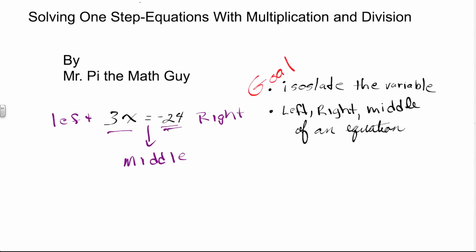Not all equations are always going to have the variable on the left. A lot of times they do, and a lot of teachers teach you when you get into multi-step equations to get the variable on the left-hand side, so it's easier to solve once you get it down to 2 steps.